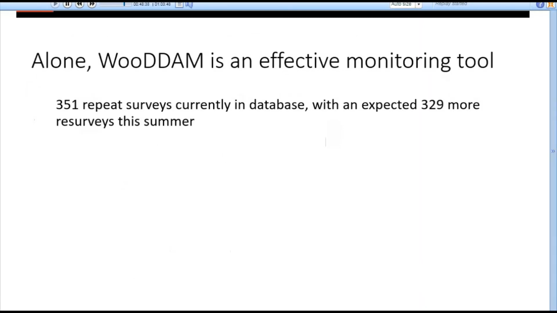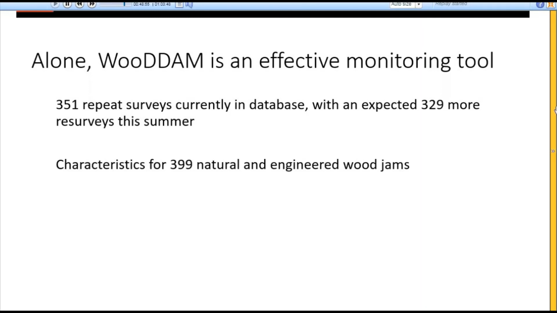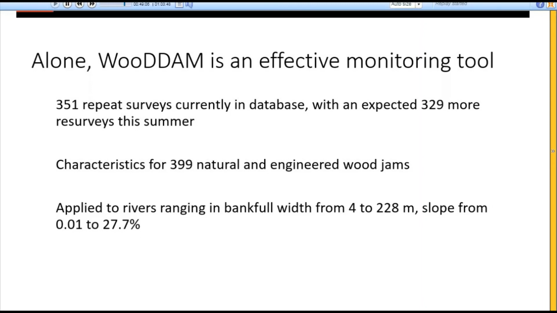So alone, this tool is effective for monitoring. I and my co-authors and collaborators have used this to survey 351 jams, or at least do repeat surveys on those jams. I'm working on another 320-ish this summer. I'm actually leaving tomorrow to do about 120 of those. And then already in the database, we've got about 400 unique wood jams that we've described their characteristics and are starting to look at their dynamics. We've applied this to rivers ranging from tiny little steep mountain streams to huge lowland rivers.